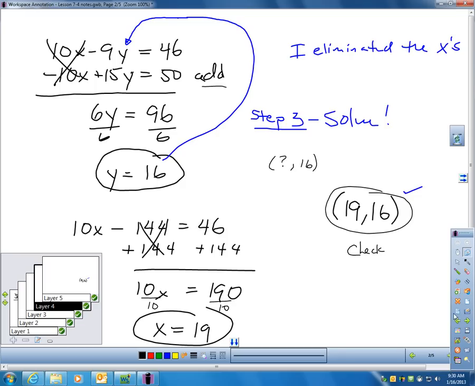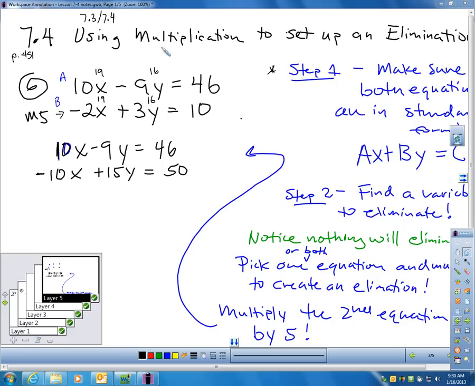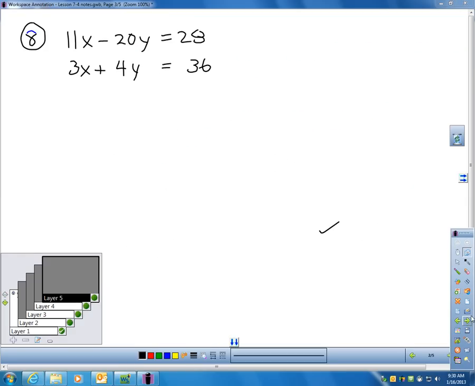That's why they call this section using multiplication to set up elimination. I had to multiply the second equation to set up an elimination. Let's do another one. I think just working through a few would be the best thing to do. I'll jump ahead. Let's look at number 8.